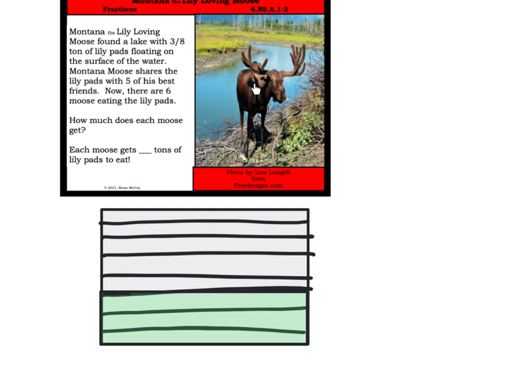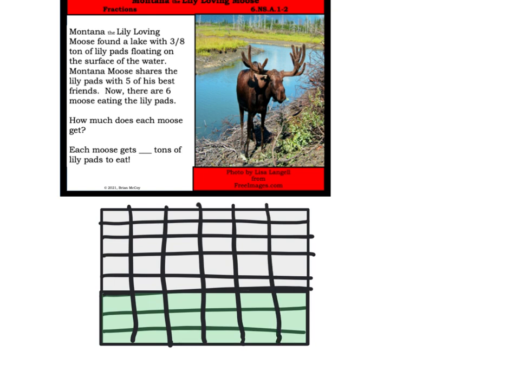Now, including Montana, there are 6 moose eating the lily pads. So I'm going to break this into 6 parts going up and down. And 6 parts means 5 lines. So I'm just going to go 1, 2, 3, 4, and 5 lines. Now what that means is, let's say that Montana Moose gets this much, and there's only 1, 2, 3 out of all of this. This is Montana's portion of the lily pads. Then this is his first friend, his second friend, his third friend, his fourth friend, and the sixth moose friend of Montana would get this section here.